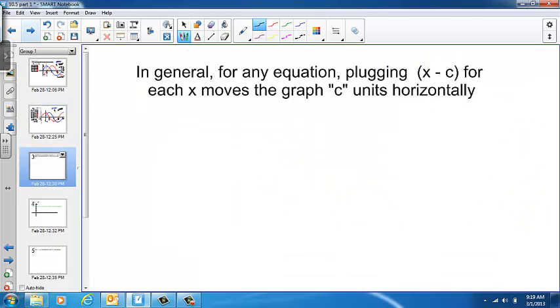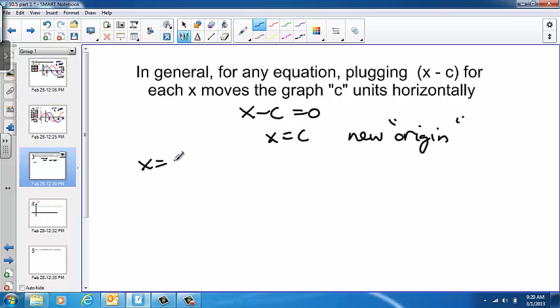So let's generalize here. In general, for any equation, plugging x minus c for each x moves the graph c units horizontally. Now, if you want to determine in which direction, remember what we did. Take x minus c, which is what you're replacing x with, set it equal to 0 and solve for x, and x equals c becomes your new origin. So x equals c is called a phase shift.